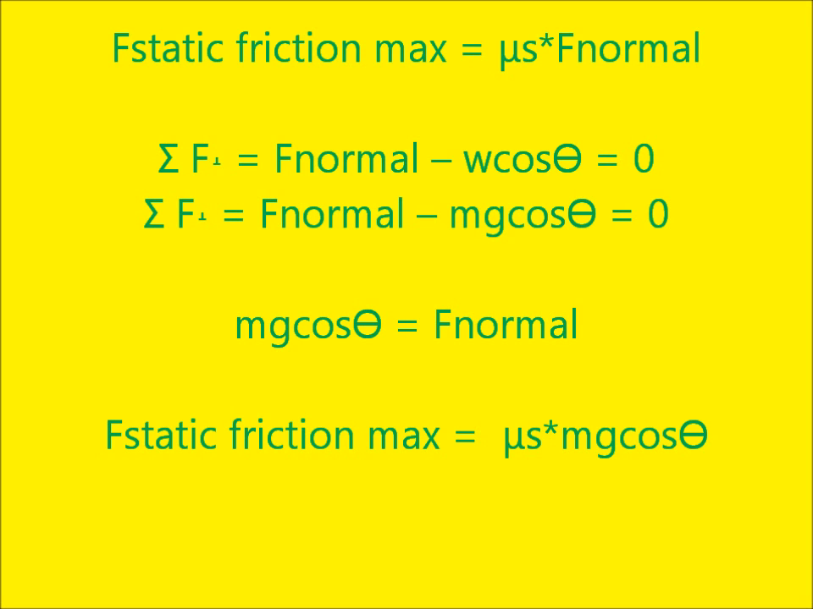And we can sub in, like we did before, for weight to be sum of the forces in the perpendicular direction equal to the normal force minus mg cos theta equal to 0. Rearranging this, we can write mg cos theta is equal to F normal. Now if you take the equation at the top of the screen and sub it in to this one, we can write the static friction maximum force is equal to mu sub s times mg cos theta.